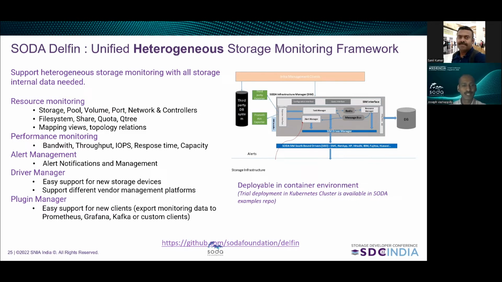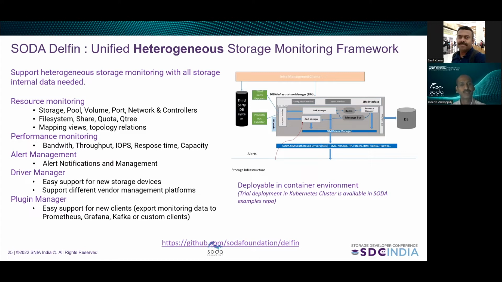It has plugin managers for exposing our output from Delphin. Our collected resource details and performance monitoring metrics can be exposed through Prometheus, Grafana, Kafka, these kinds of clients, and it can be extended through a plugin type of architecture. One advantage is that the details collected from Delphin can be used for further processing, AI and ML kinds of analysis, and for value addition for the clients. So these are the user-specific features supported in Delphin.